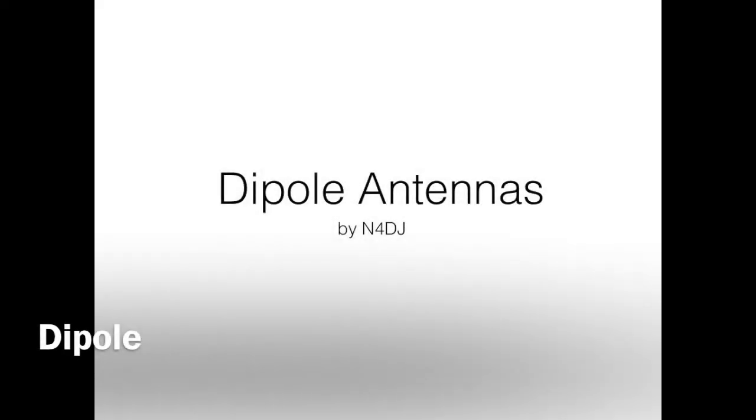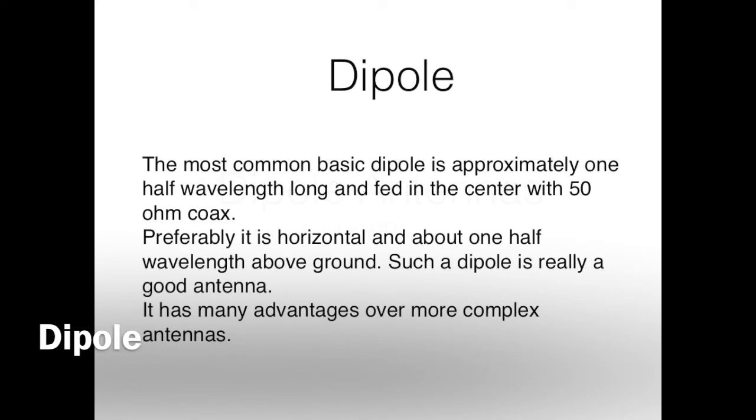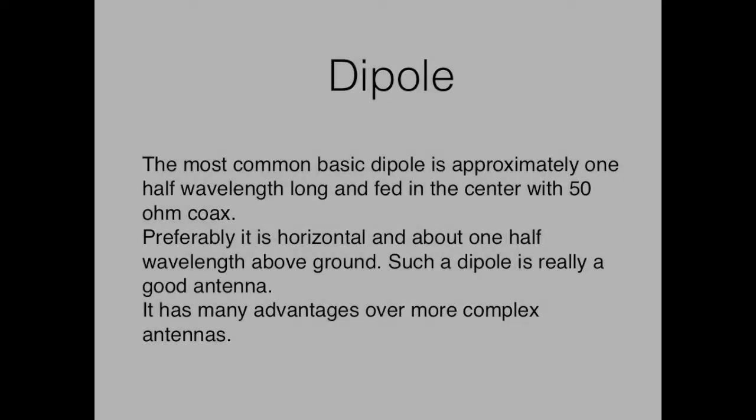This is a brief introduction on dipole antennas. The most common basic dipole is approximately 1/2 wavelength long and fed in the center with 50 ohm coax. Preferably it is horizontal and about 1/2 wavelength above the ground. Such a dipole is really a good antenna. It has many advantages over more complex antennas.